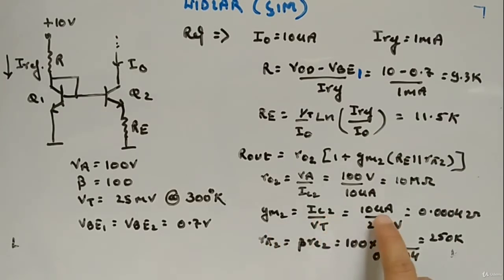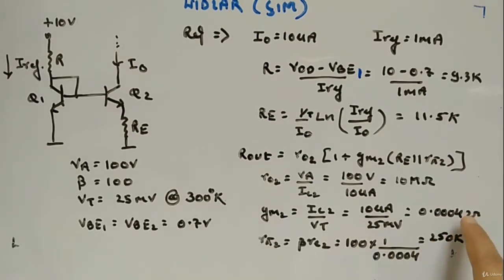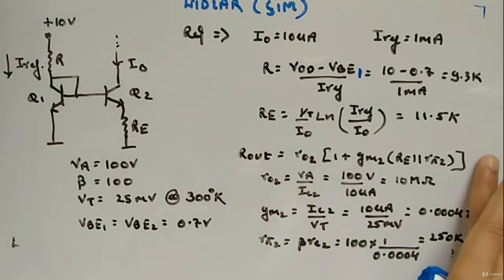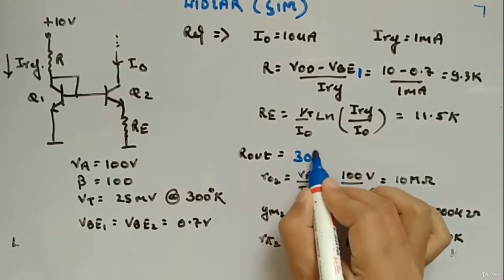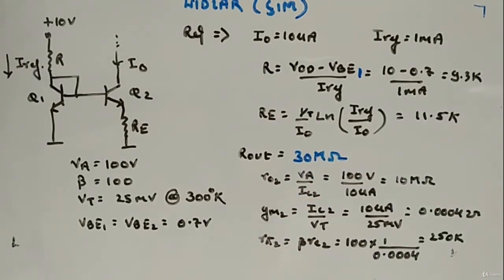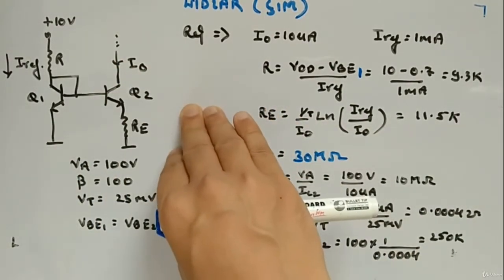GM2 is IC2 divided by VT, that is 10 microampere divided by 25 millivolt, which gives you 0.0004 mho. R pi 2 is beta times the inverse of GM2, so 100 divided by 0.0004 gives you 250 kilo ohm. That is R pi 2, GM2 and RO2. If you plug these three values in, you get R out equal to 30 mega ohm. So these are all our design parameters. We will see that in the simulation now.